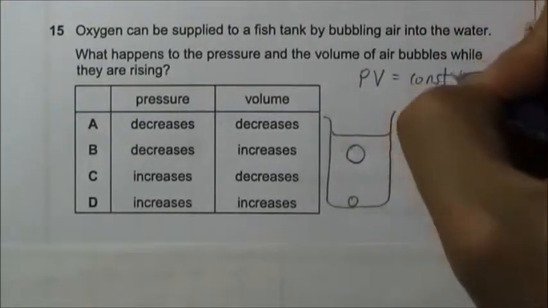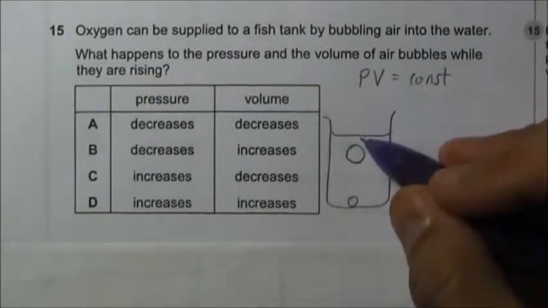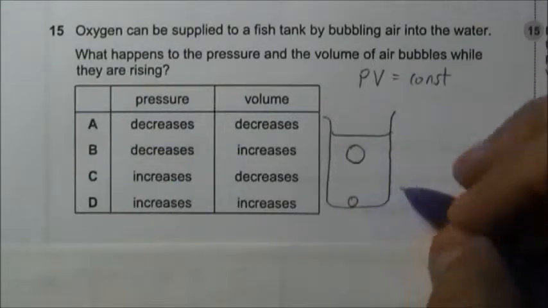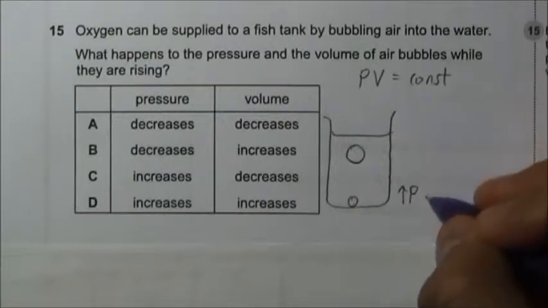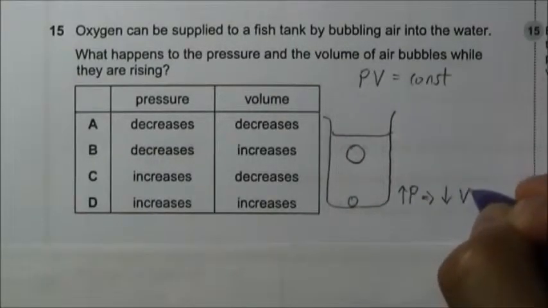Okay, so at the bottom, because it is being pressed down by a height of water, the pressure is high. So if PV is equal to a constant, that will give us a lower volume.